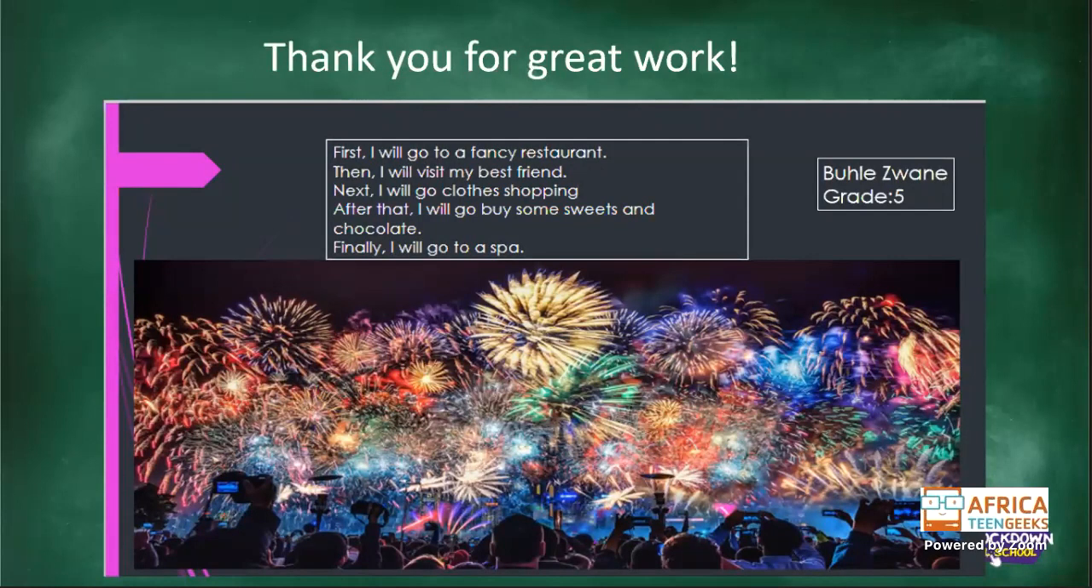Bule said, first I will go to a fancy restaurant. I like that idea. Then I will visit my best friend. That's definitely something I'm also doing. Next, I will go clothes shopping. Well, lucky you, I would love to do that as well. After that, I will go buy some sweets and chocolate. Yum. And finally, I will go to a spa. Now, Bule, I think we should visit because I would love to do all of those things after lockdown as well. Very great job on your homework. Thank you for that.